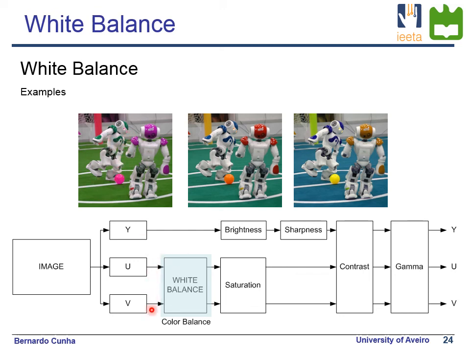And by adjusting the white balance you can compensate for these effects and move towards the central image, which is the original one that we'd like to have in order to process and eventually segment correctly the different colors you have in the image.